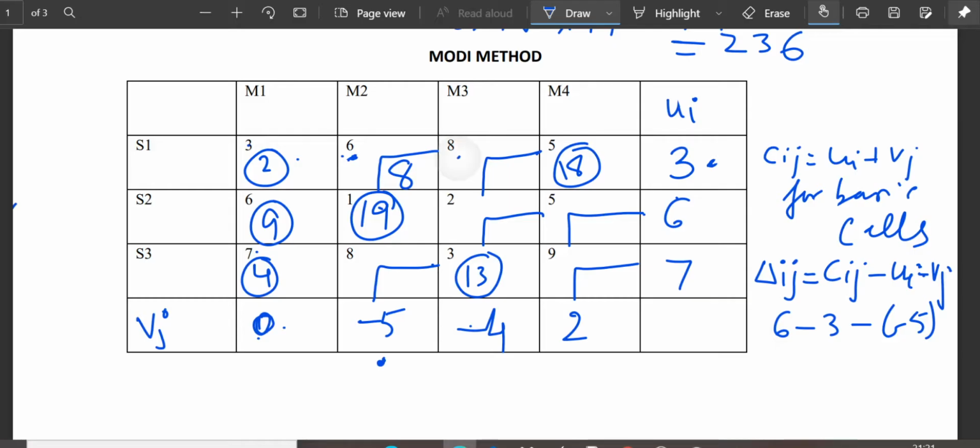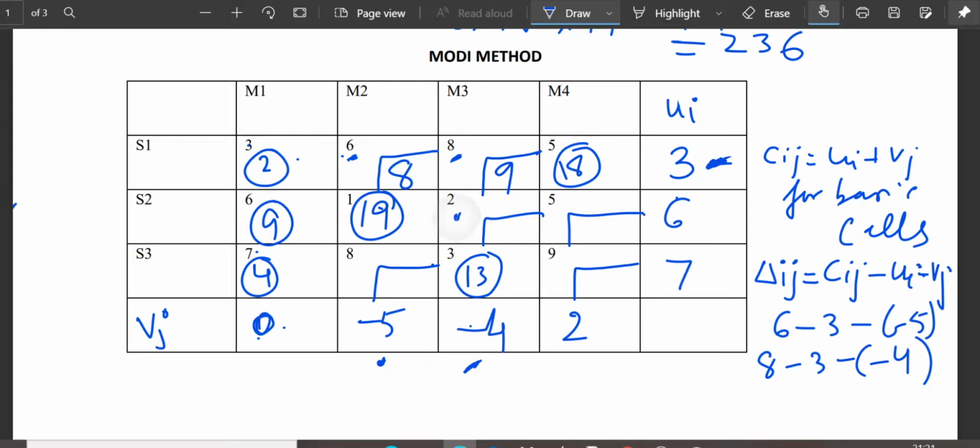Now come to this cell, this 8. Here 8 is Cij, the corresponding Ui is 3. 8 minus 3, 5 minus this Vj. This Vj corresponding is minus 4. So 8 minus 3 minus 4 (minus minus 4). So 8 minus 3 is 5 plus 4, 9. Right? So these are my delta ij's.